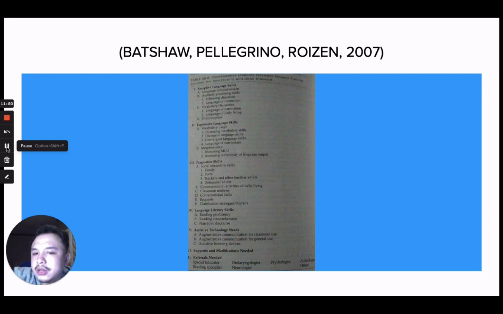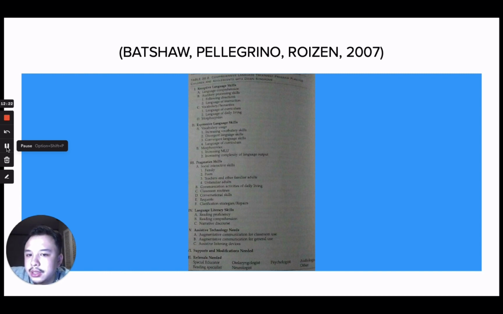And we may also look at the language of the curriculum that they may be currently enrolled in, in order for them to use verbal communication or any sorts of communication so that others can understand them. Okay, we may also look into morphosyntax by increasing their mean length of utterance and also by increasing the complexity of their language output in order for others to understand them further.